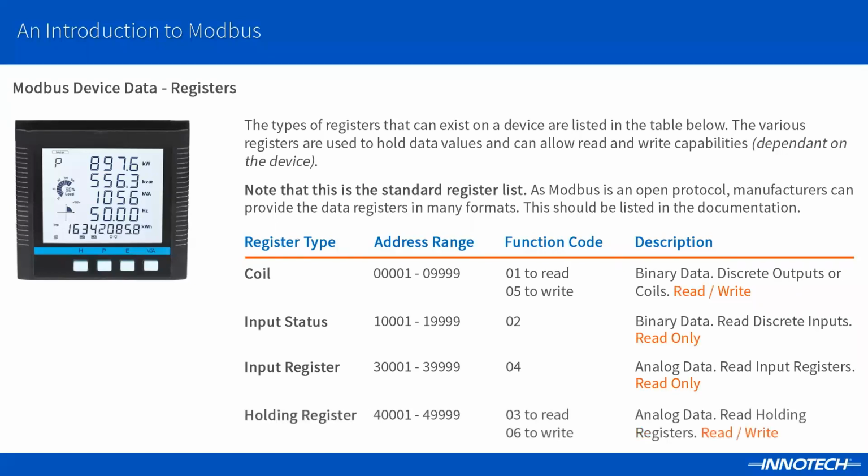Holding registers start at 40001 and go up to 49999. Function code 3 is used to read the value, and function code 6 is used to write a value. These are read and write registers and hold any type of analog value. Holding registers are the most common type used as they provide more flexibility. Refer to the device documentation as only certain registers allow write access, and this is determined by the manufacturer.